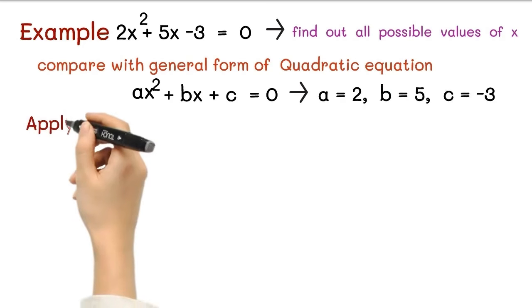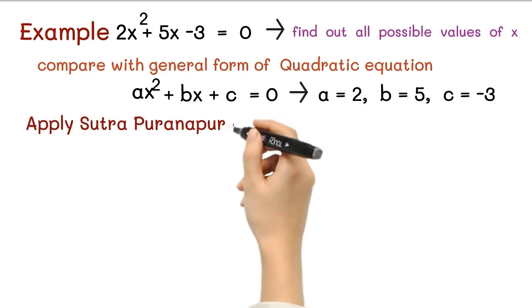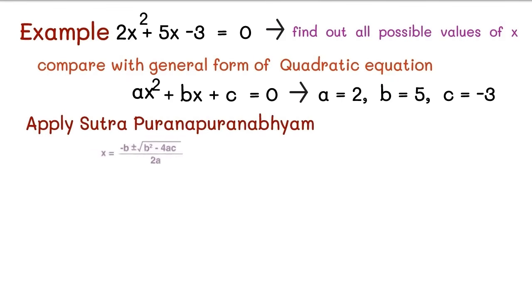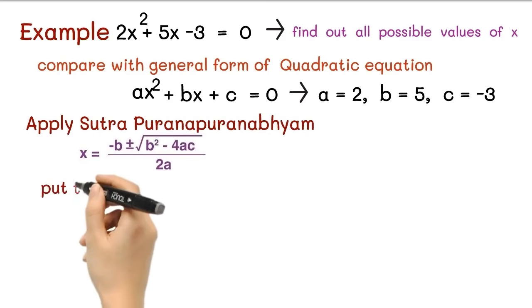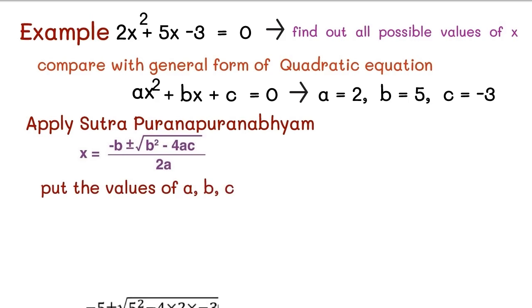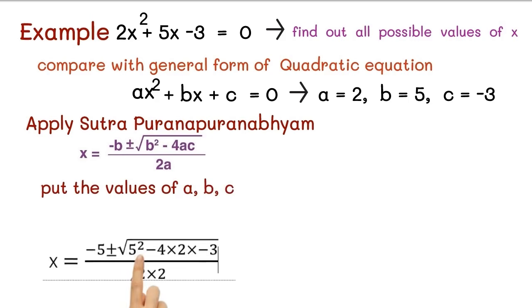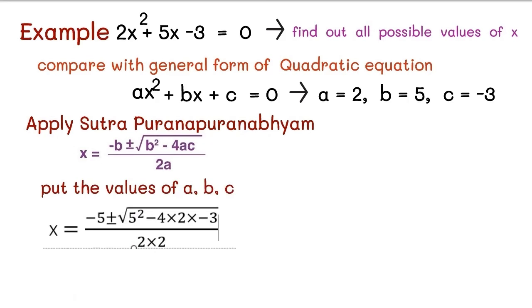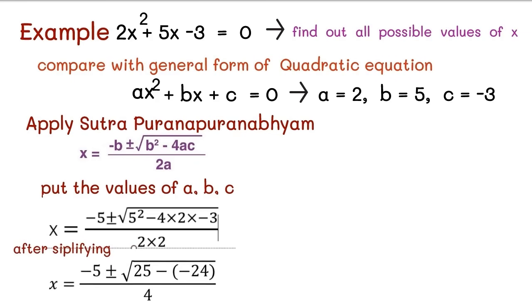Now apply the sutra Purana Puranabhyam, which is minus b plus minus square root of b square minus 4ac upon twice a. Put the values of a, b and c in the above sutra. So we get minus 5 plus minus square root of 5 square minus 4 into 2 into minus 3 upon 2 into 2. After simplifying, we get minus 5 plus minus square root of 25 minus minus 24 upon 4.